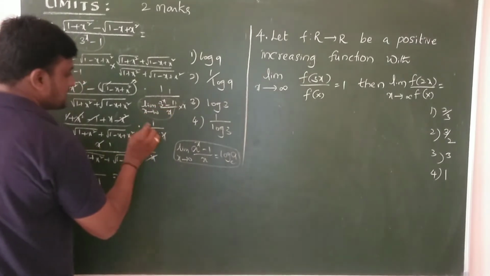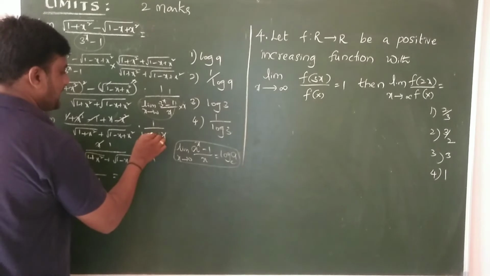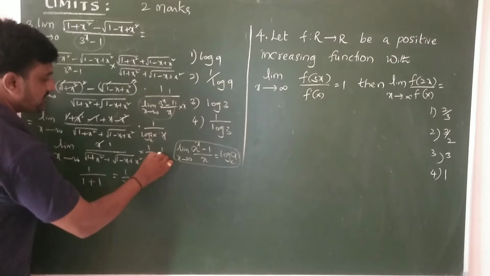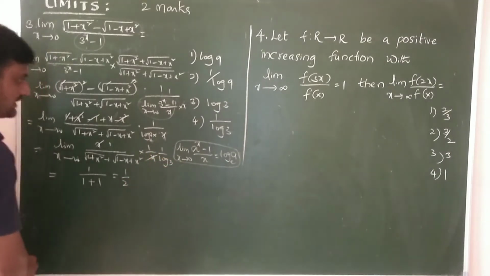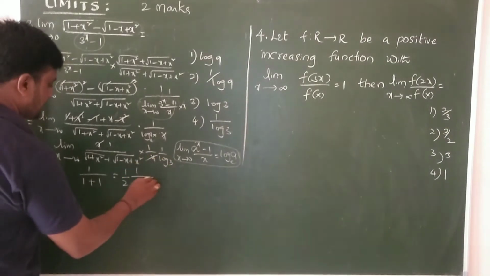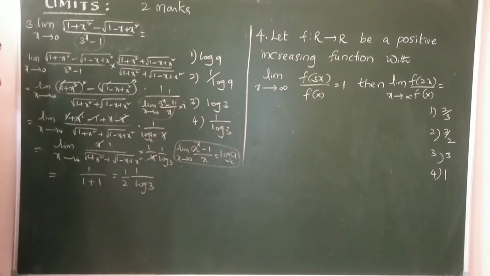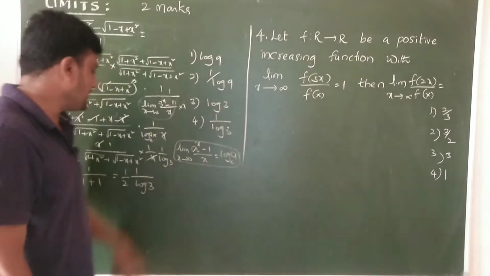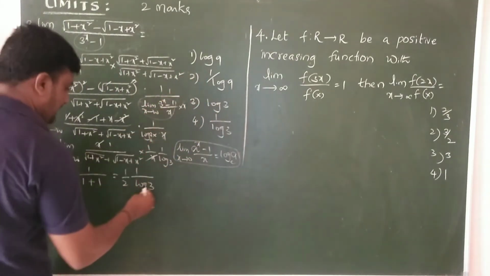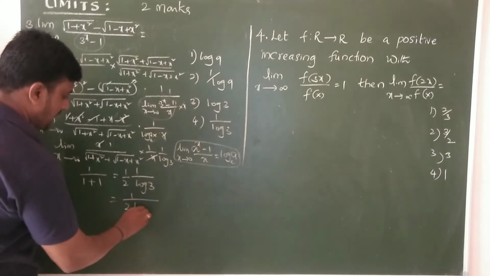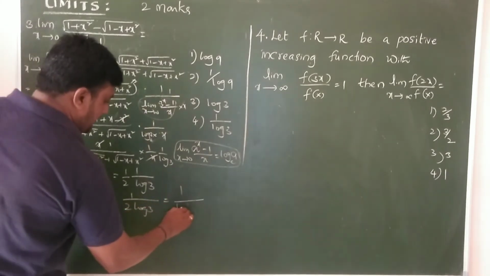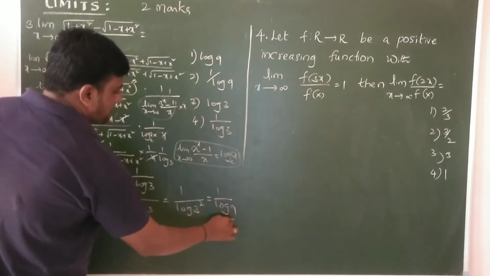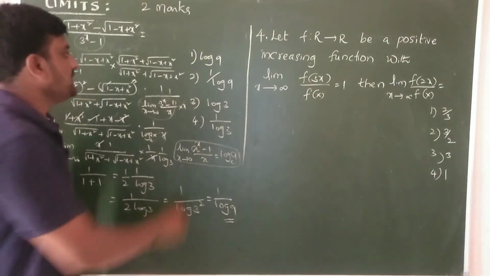Here the standard limit gives log a, which means log 3, with base e. So we get 1 by log 3. But the options are 1 by log 9, log 3, 1 by log 3. Then how do we get log 9? Observe that 1 by 2 log 3 is nothing but 1 by log 3 squared, that is 1 by log 9. So the answer is 1 by log 9, the second option.